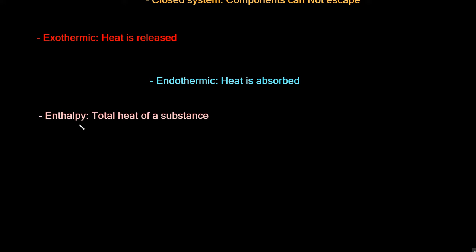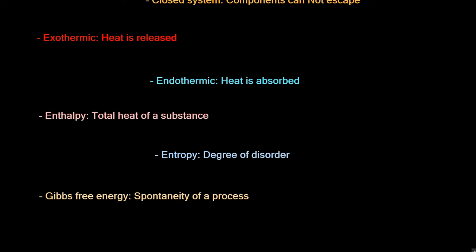So we have a couple of, let's call them keywords, I guess. Enthalpy is the measure of total heat of our substance. Entropy is the measure of degree of disorder within a system. And lastly, Gibbs free energy is the measure of spontaneity of our process. Just remember those three keywords as they will come up later on in this module.